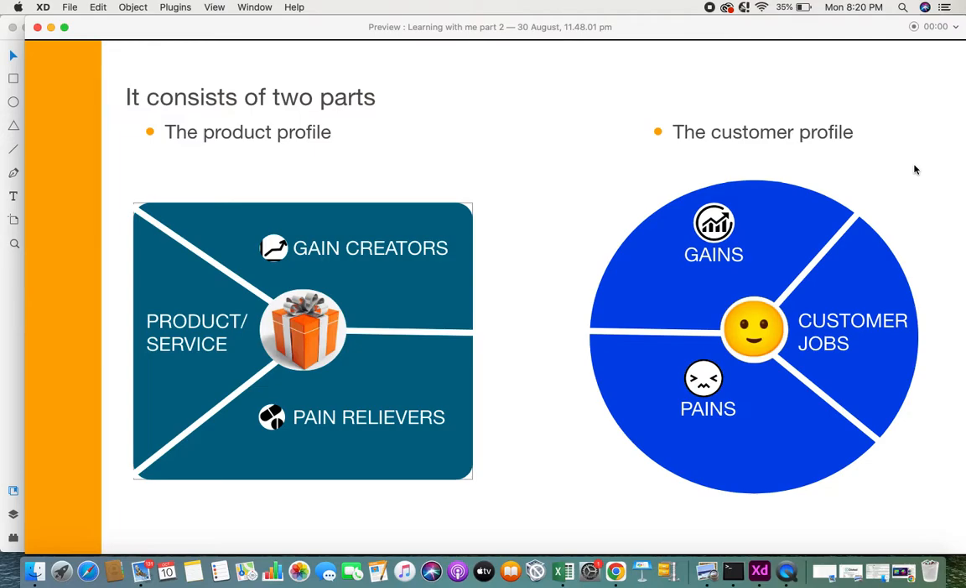The second part is the customer profile. Customers come in with their daily tasks; they have certain jobs to do. That's the first section in your customer profile. The second is pains: given the tasks and jobs they have to do, they have certain pains, which is why they are seeking a solution. This is where all the pains get listed down. And the third part is gains.